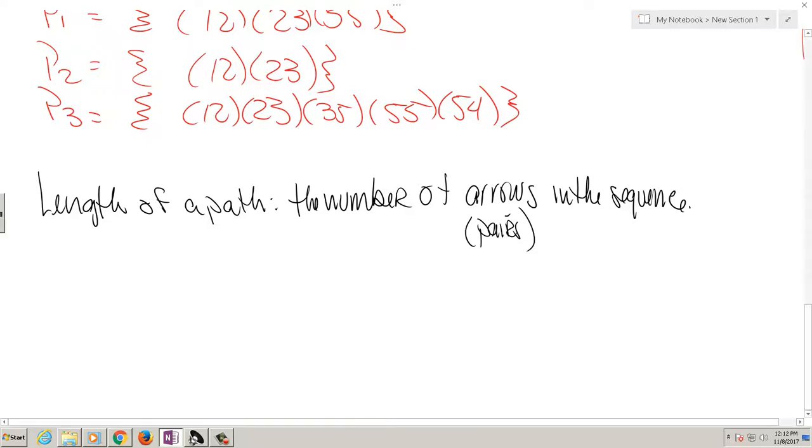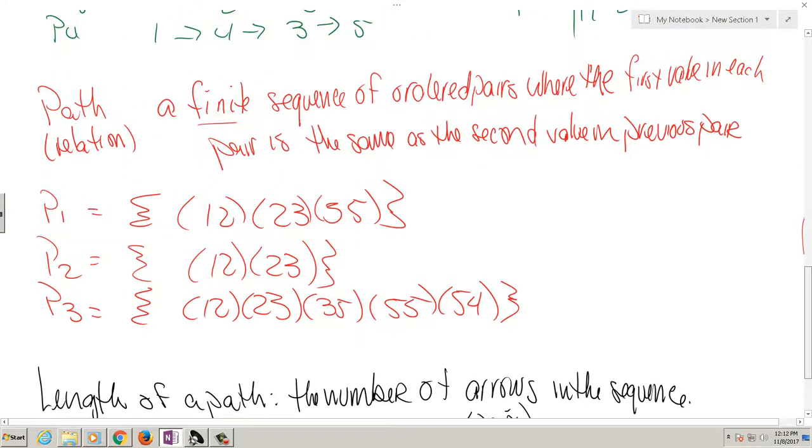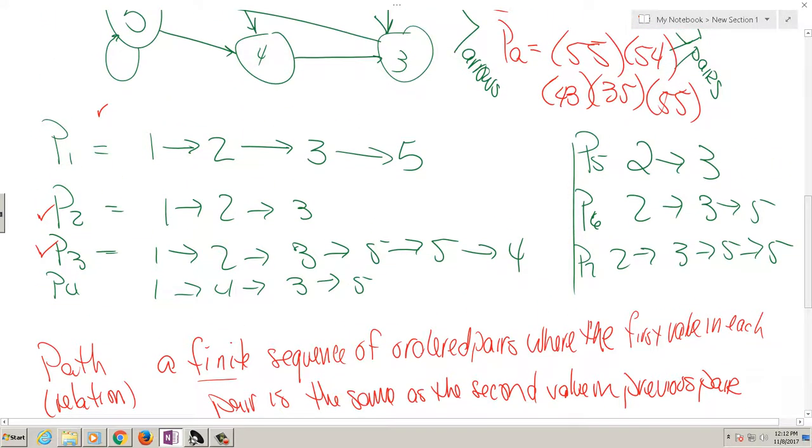So let's come back up here and look at some of the paths that we have identified. Path 1. What is the length of path 1? Well, if I count 1, 2, 3, I can see that there are 3 arrows. What is the length of path 2? It's going to be 2 because I see 2 arrows. What is the length of path 3? 5. It's going to be 5. 1, 2, 3, 4, 5.